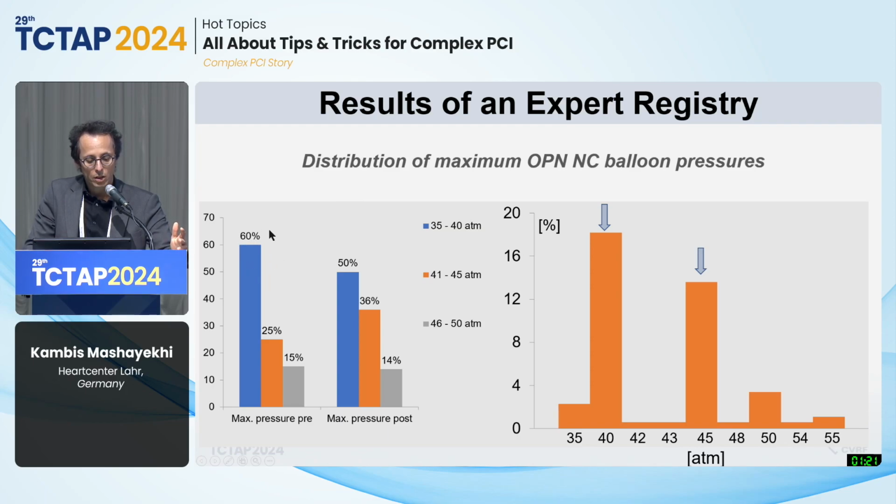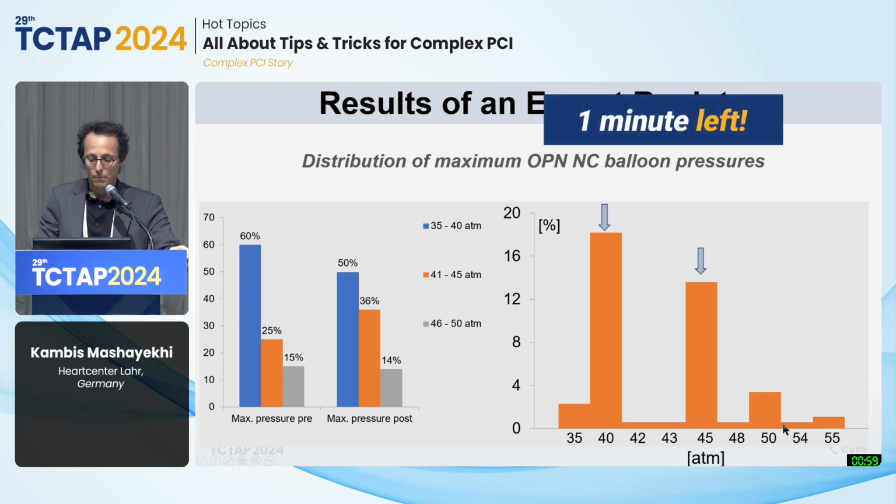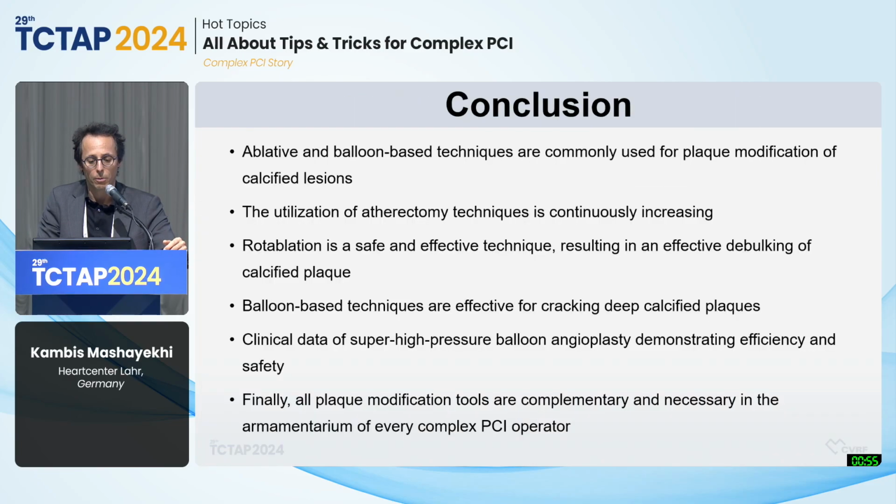Probably of interest is the distribution of pressure that we have. Almost 60% in the pre-dilatation has a pressure between 30 to 40 atmosphere, but in 15% we need even higher pressures, 45 to 50 atmosphere, to crack the calcium. We observed some cracks starting almost at 40, and something happens at 45 as well. In some cases, 50 atmosphere can crack the calcification, if it's circular calcification. That's very important.